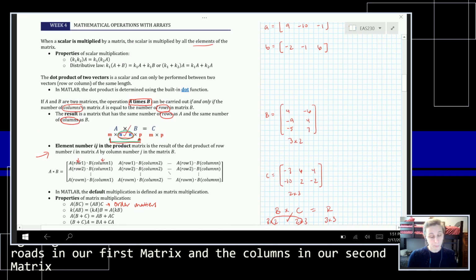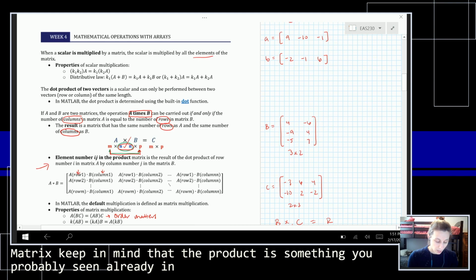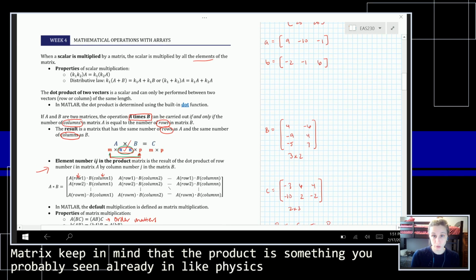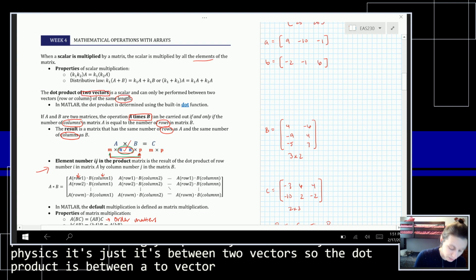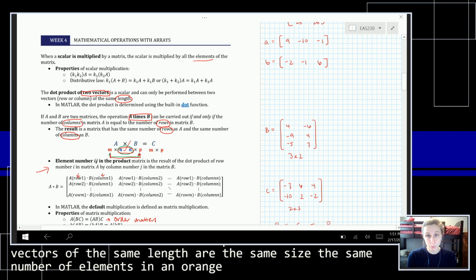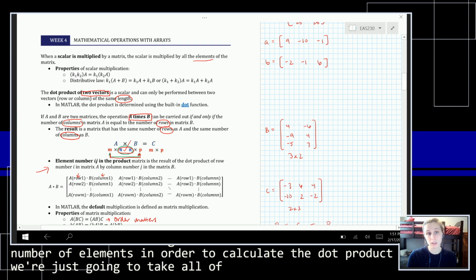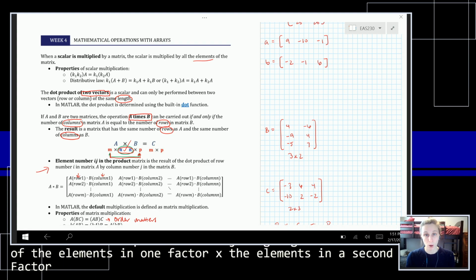Keep in mind the dot product is something you've probably seen already in physics. It's between two vectors of the same length, or the same number of elements. In order to calculate the dot product, we're just going to take all of the elements in one vector, multiply them by the elements in a second vector, and sum them all up.